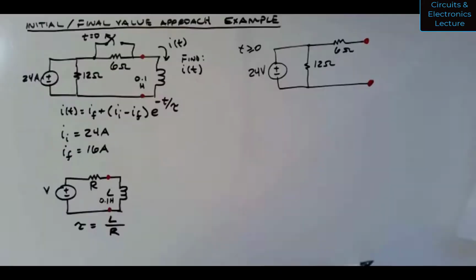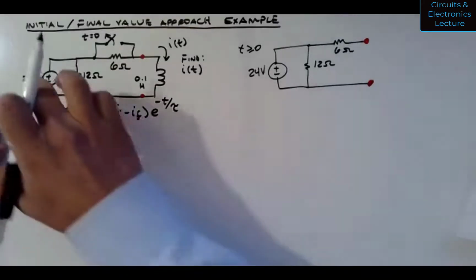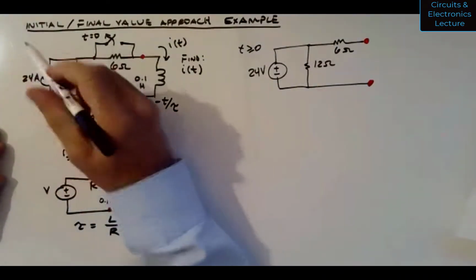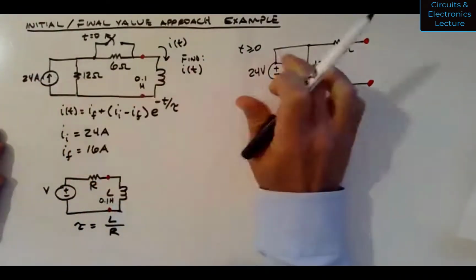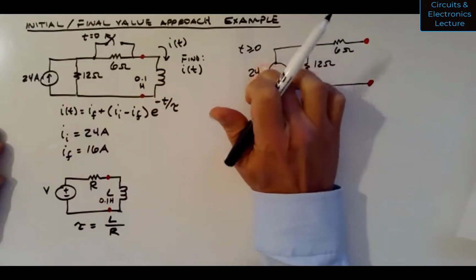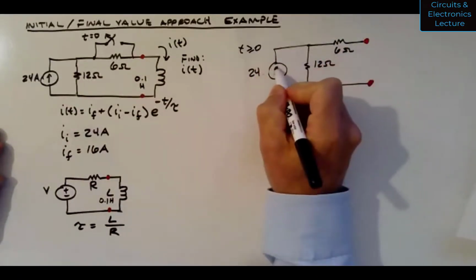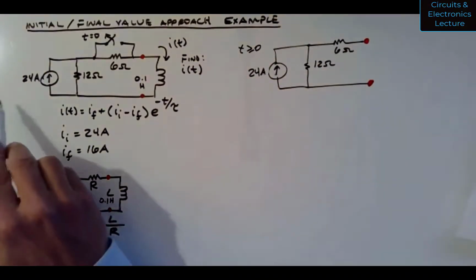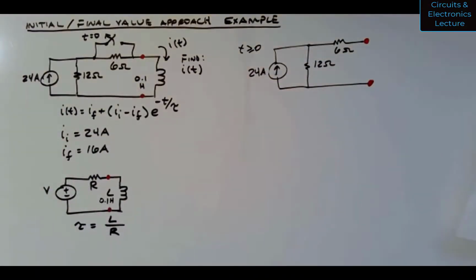Should it be 24 amps? Yeah, no, yes, it should be. Thank you very much. I confused myself by drawing a voltage source instead of a current source. Okay, so we have 24 amps, 24 amps. Now we should be right here.